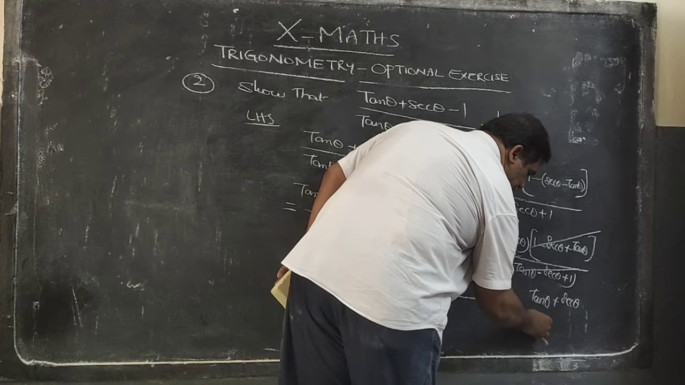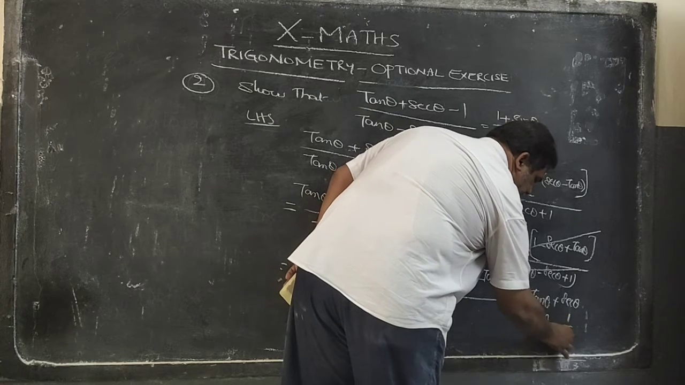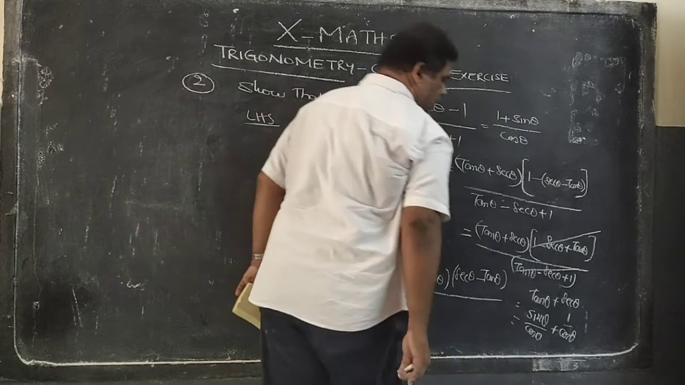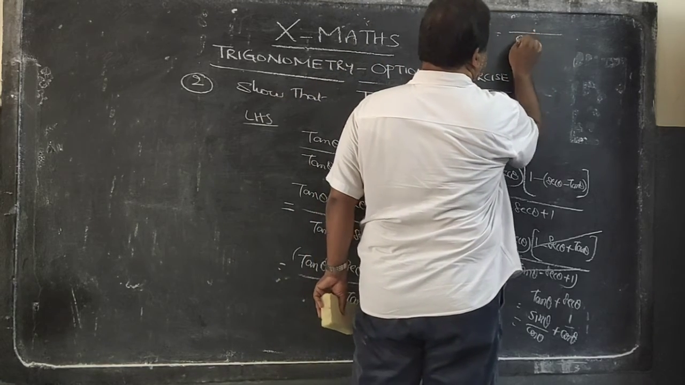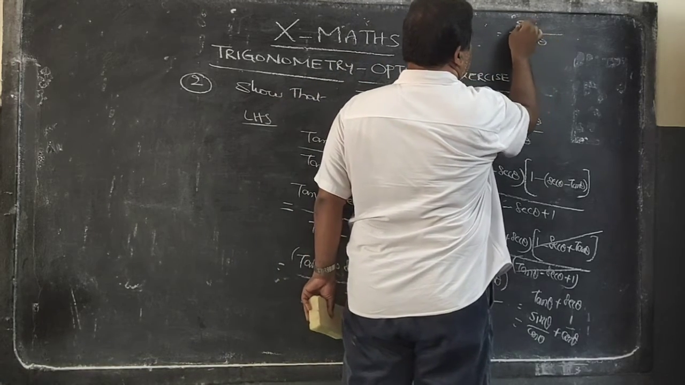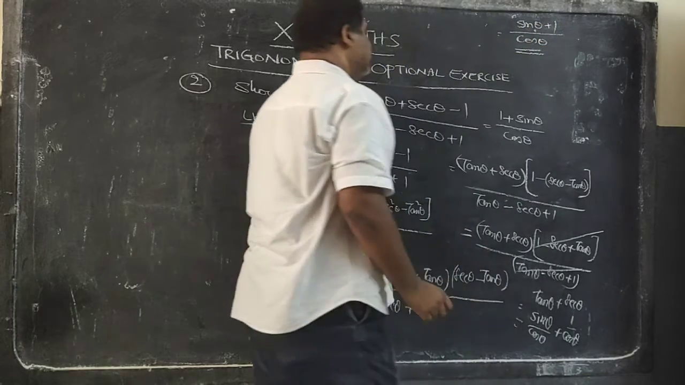Tan theta is nothing but sin theta by cos theta. Secant theta is 1 by cos theta. Now if you take LCM, LCM is cos theta. So in the numerator you write sin theta plus 1, that is the required answer.